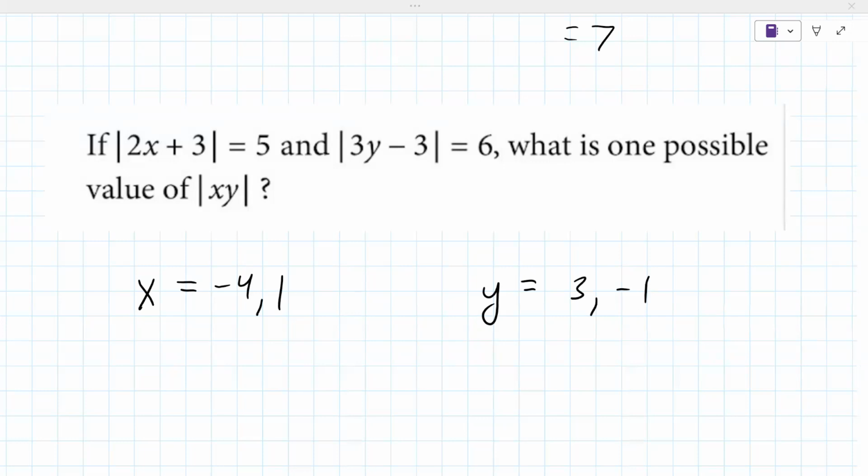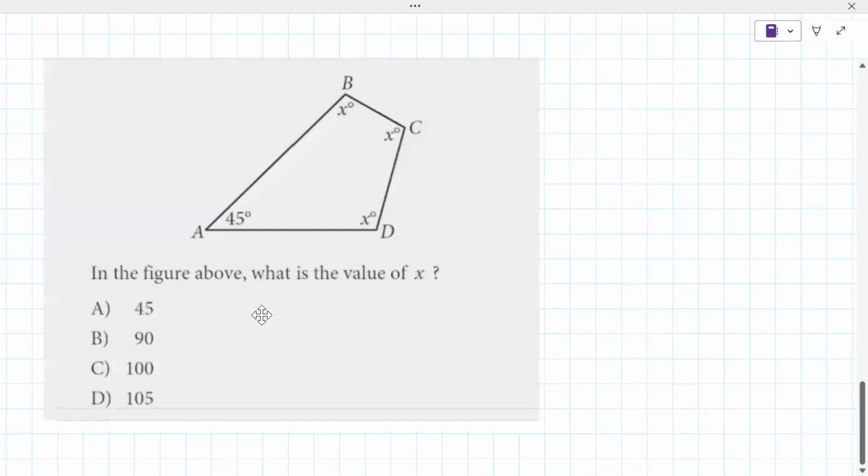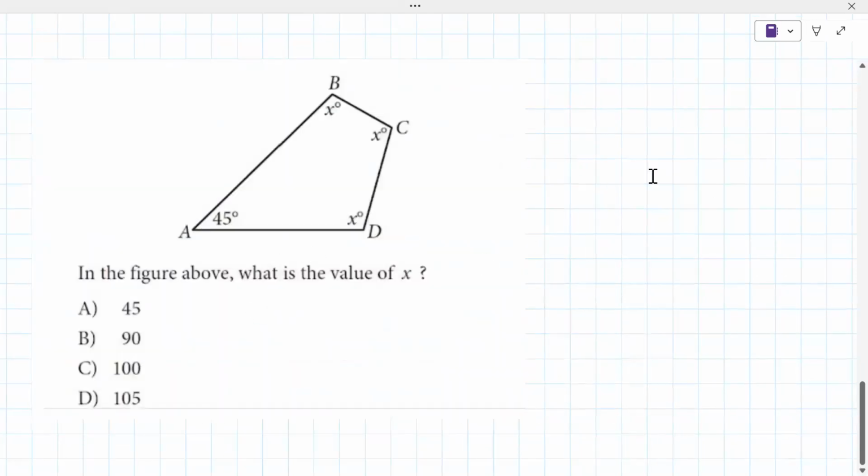I've got some geometry stuff. I think it's just a few reminders more than anything. The first geometry question, take a look at this, and if you're not sure, let me know. I'll be happy to help.